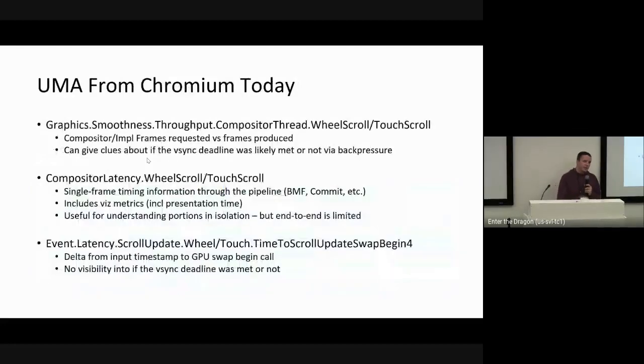So then, taking a look at what Chromium has today, there are 3 metrics specifically that I wanted to go over. 2 of these are newer and still work in progress, perhaps. One is the graphics smoothness throughput compositor thread metric. I should have clarified this with an acknowledgement that I'm focusing on compositor-based scrolling right now, not main thread-based scrolling. The smoothness metric tries to track, for a given interaction, if you want to generate a certain number of frames, what percentage of those frames did you successfully deliver?